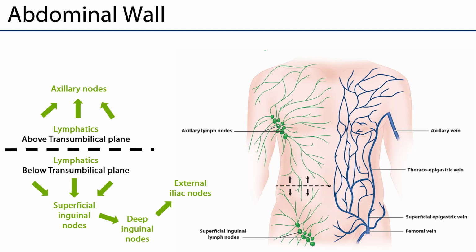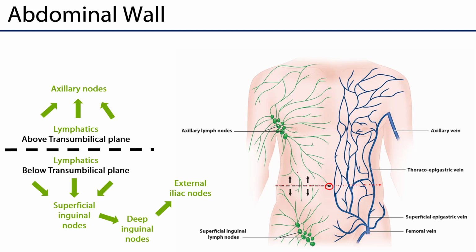So now let's take a look at what is going on superficially. So let's go back to red now. To have a clear picture of what's going on, let's take a landmark into account, and that landmark is going to be the umbilicus, or the belly button. So let's take an imaginary line and draw it across the trunk there, and that's the transumbilical plane. That transumbilical plane is going to be key for the return of lymph from the abdominal wall.